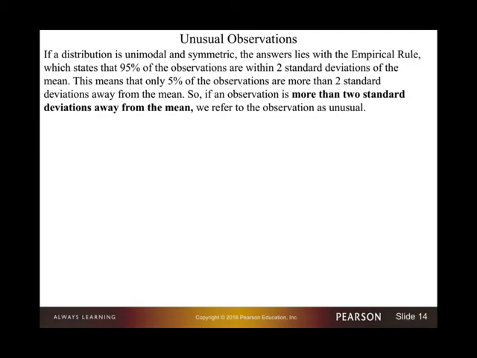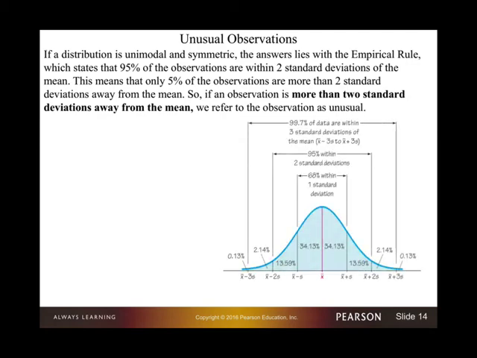So if a data value is more than 2 standard deviations away from the mean, we refer to the data as unusual. Okay, we want to find out the usual or unusual value. So look at this picture again. 95% is talking about within 2 standard deviations. So if the data is outside of this 95%, somewhere like here or somewhere like here, we consider the data unusual.